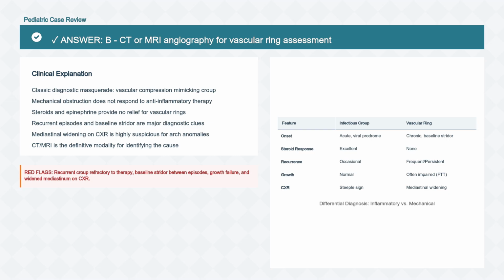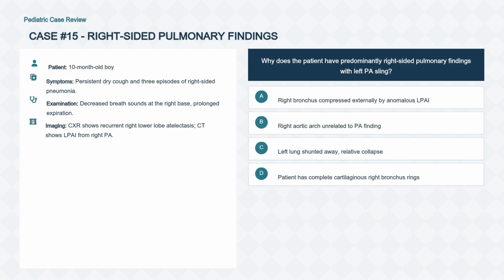Computed tomography or magnetic resonance angiography for vascular ring assessment. Mechanical obstruction from a vascular ring does not respond to anti-inflammatory therapy like steroids. Recurrent episodes, baseline stridor between illnesses, and mediastinal widening on a chest radiograph are major diagnostic red flags pointing toward a structural anomaly.